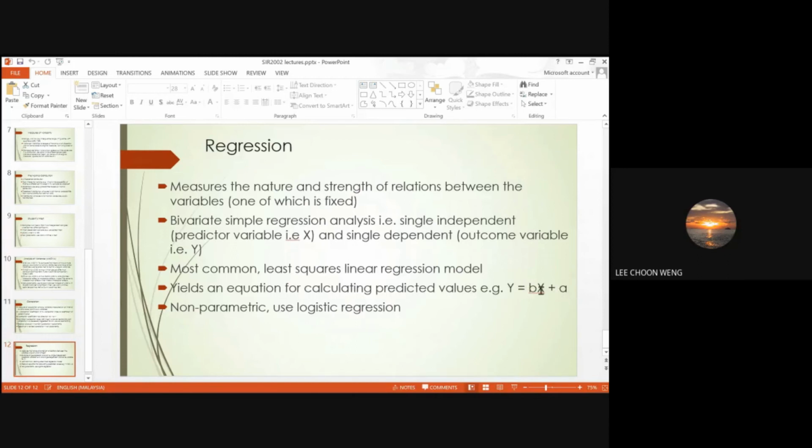This kind of equation is useful because you can calculate predicted values. It's a simple model, but you can use it to assess change and predict what will happen if. When x changes, you can predict what will happen to y using this equation. The non-parametric version uses a logistic regression.